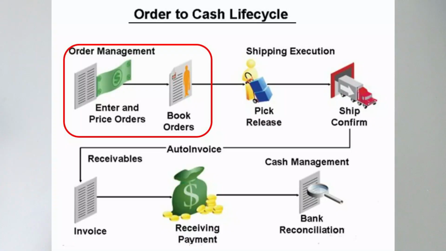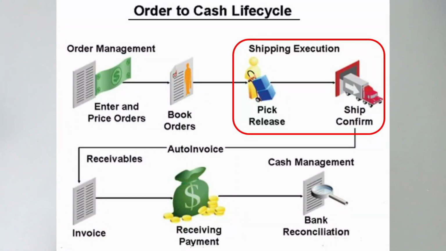So in the order to cash cycle, there are 7 steps comprising 4 different departments. The first department is order management, where you have the first step called entering and booking of an order. So I have combined these two together. Then comes warehousing management. In warehousing management, you have the step called pickup and release, and the third step is shipping execution, meaning delivery of goods to the customer.